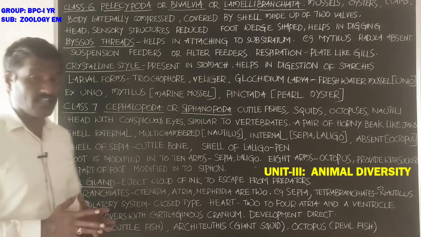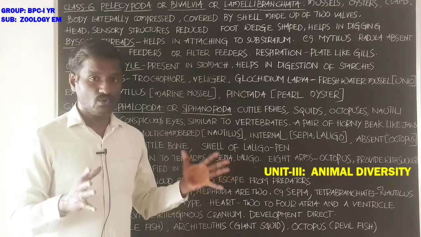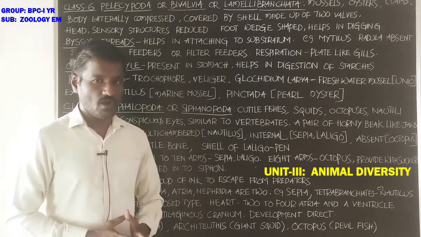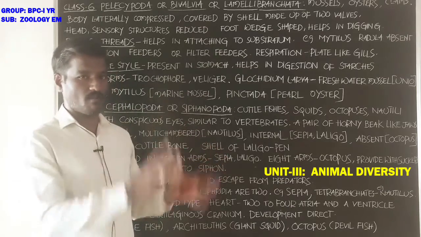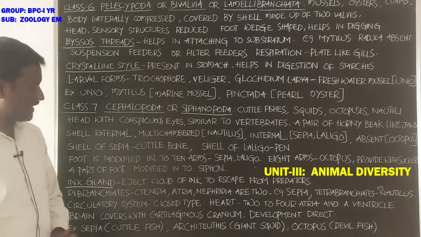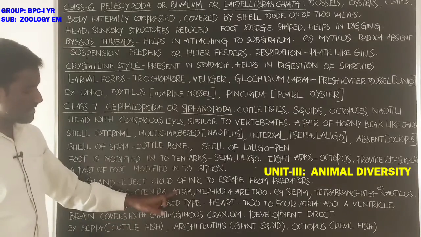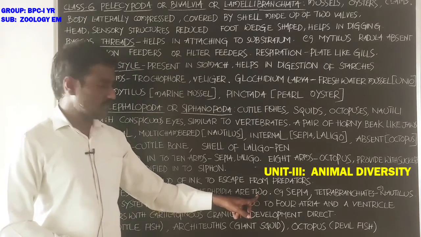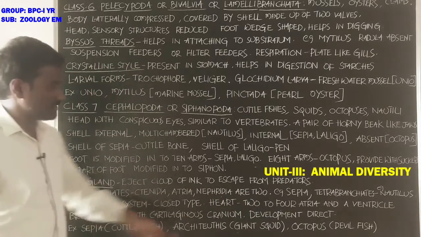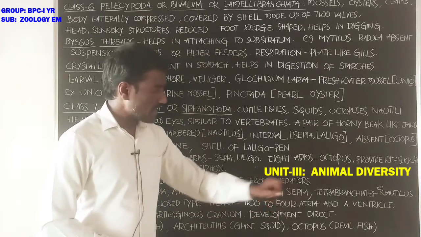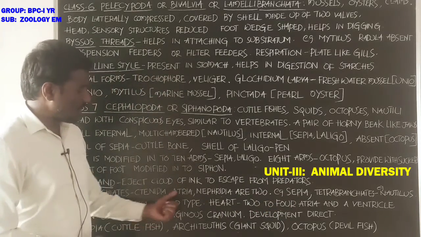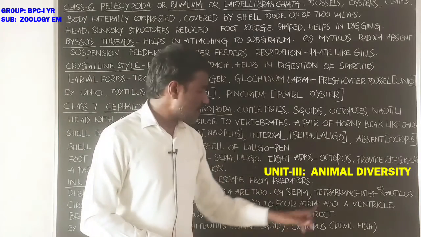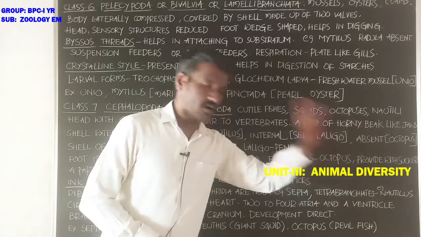Next, these animals are divided into two groups: dibranchiate and tetrabranchiate. Dibranchiate means ctenidia, atria, nephridia are two in number. Example, sepia. Tetrabranchiate means ctenidia, atria, nephridia are 4 in number. Example, nautilus.